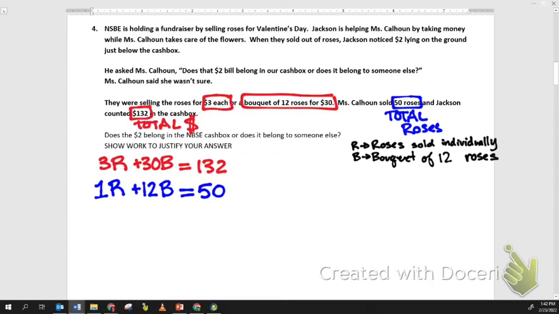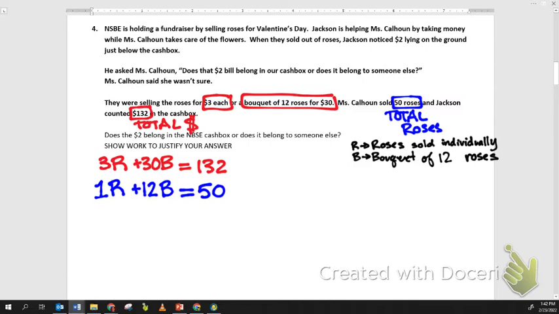I have substitution, and I have graphing. Those are my three methods for solving my system of equations. Which one do we want to use here? Elimination? Yeah, it looks like it's pretty much set up to do that already. We've got our R's lined up, our B's lined up, our equal sign lined up.